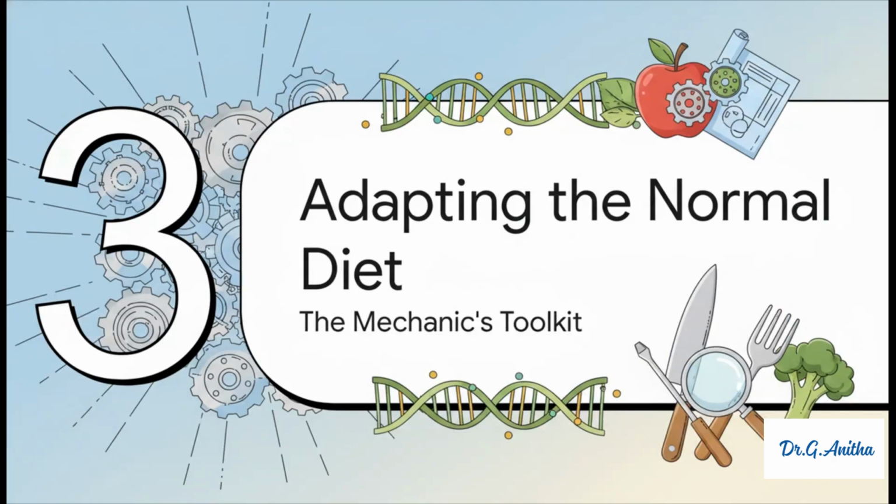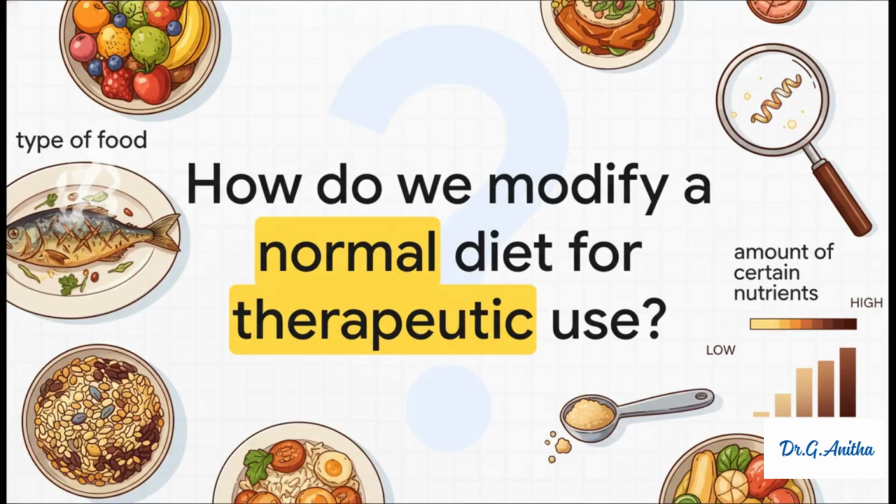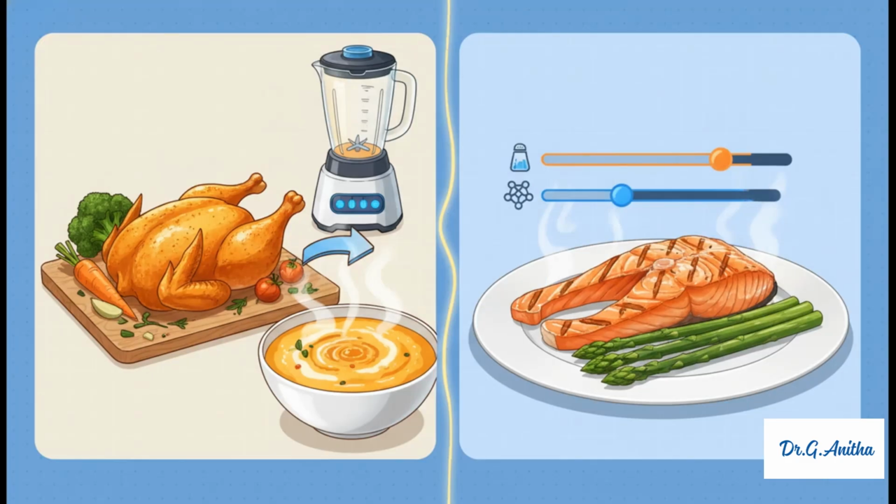So, how do we get from a regular diet to a therapeutic one? Well, we don't have to start from scratch every time. Instead, we've got a toolkit of specific modification techniques we can use. The answer really comes down to two basic approaches. We can either change the type of food we're offering, or we can change the amount of certain nutrients within that food. This slide lays it out perfectly. These are the two main levers we can pull.